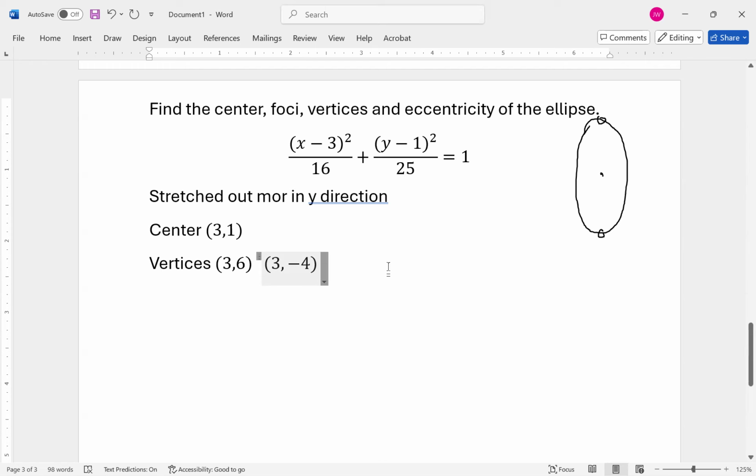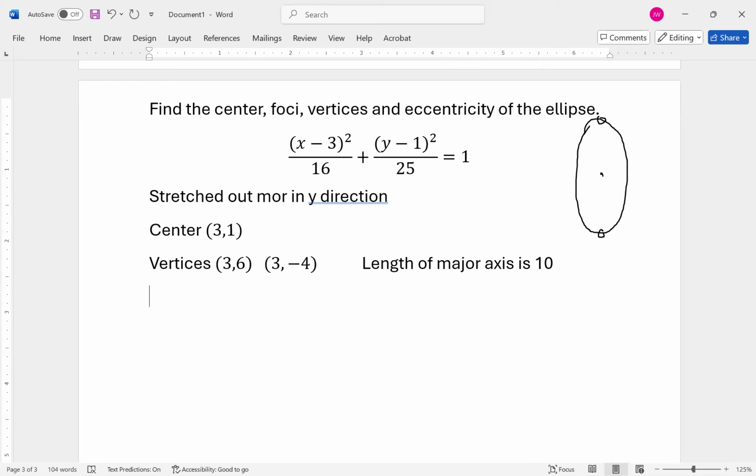Related to this is that the length of the major axis is 10, right? We went 5 units down and 5 units up, so the total length of that major axis is 10.